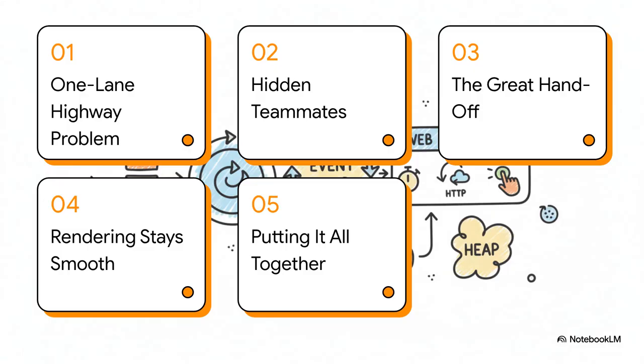So here's how we're going to do it. First, we'll look at what I call the one-lane highway problem. Then, we're going to meet JavaScript's hidden teammates. After that, we'll trace the great handoff of an async call, see how all this keeps your UI rendering buttery smooth, and finally, we'll put it all together.